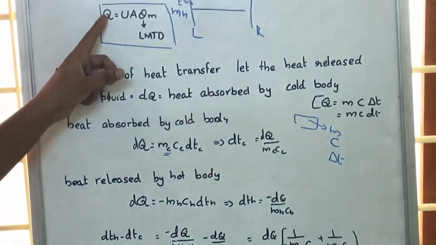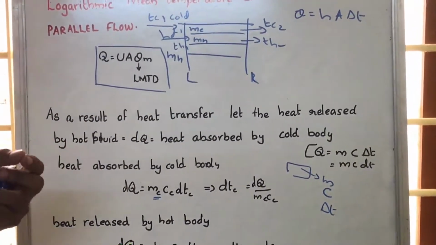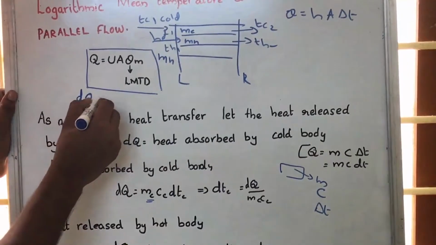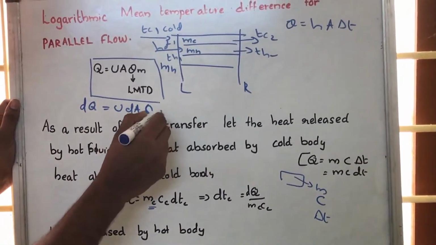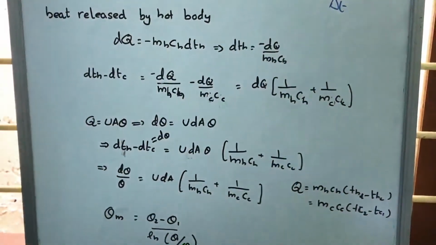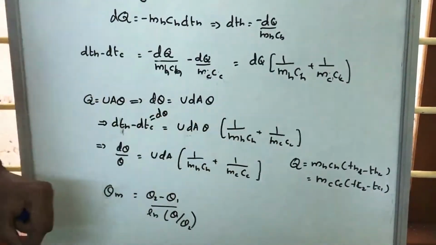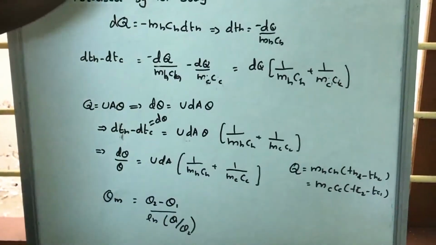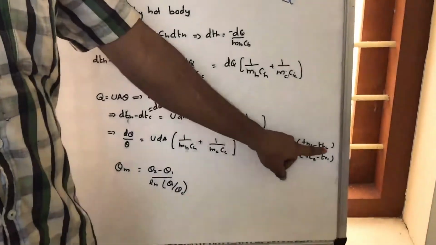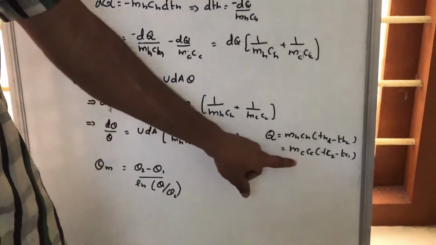And here dq, we know Q is equal to UA theta m. Q is the heat transferred through an area A, but here we are considering a small area dA. So a small heat dq will be passed, and that will be dq is equal to U dA theta. So we are putting that here. Now for this mh ch, we can make a substitution. If we are considering the whole hot body, then the hot body temperature changes from Th1 to Th2. So heat released will be Q is equal to mh ch (Th1 minus Th2). For the cold body, the temperature changes from Tc1 to Tc2. So the whole heat absorbed will be mc cc (Tc2 minus Tc1).